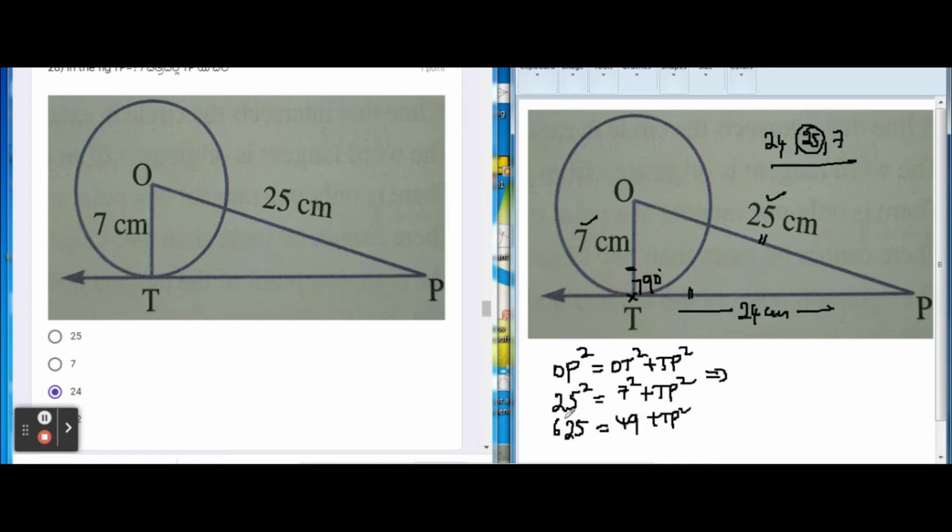So I want 625 minus 49, how much? 576 is equal to TP square. So TP is equal to root 576, which is nothing but 24. This is the other method.